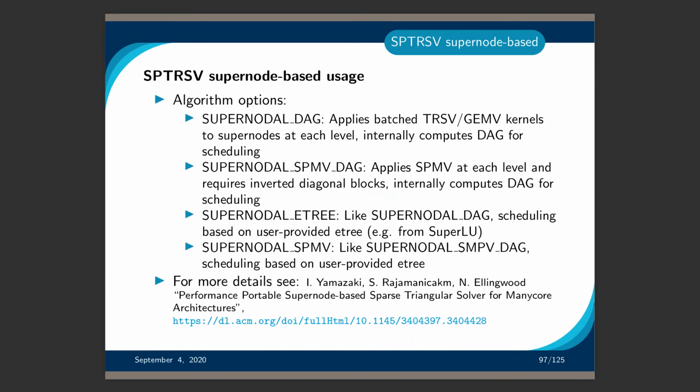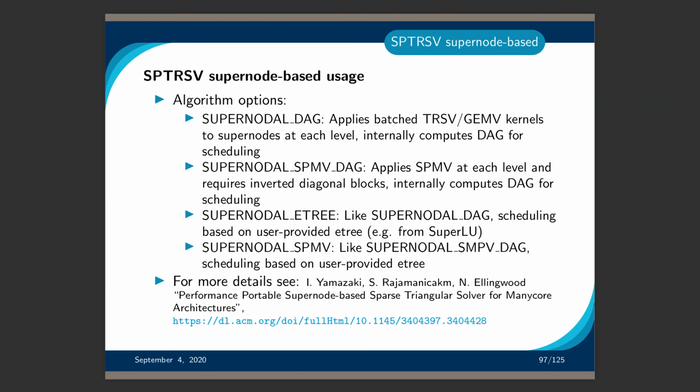So there's several variants for algorithm choices. There's supernodal DAG, which applies Kokkos kernels batch TRSV or GEMV kernels to supernodes at each level, and internally it computes the DAG for scheduling. There's supernodal SPMV DAG, which applies sparse matrix vector multiplication at each level and requires inversion of the diagonal blocks, and optionally applying inversion to the off-diagonal blocks as well.